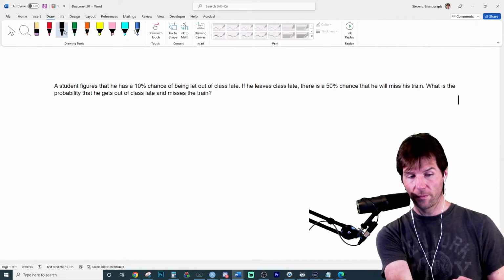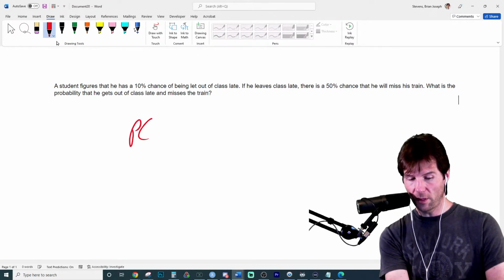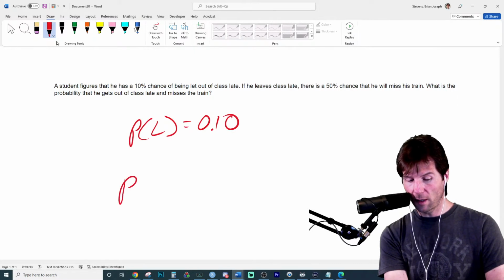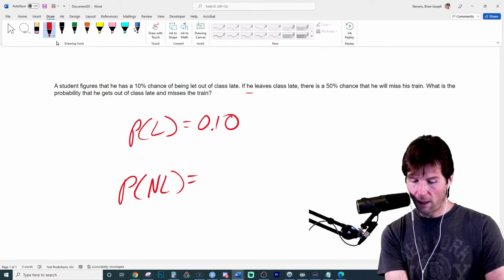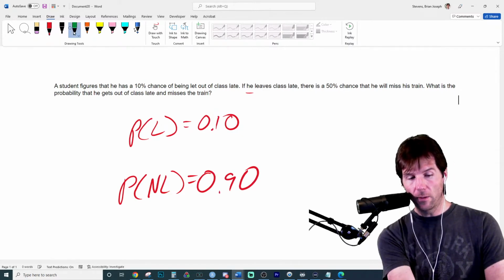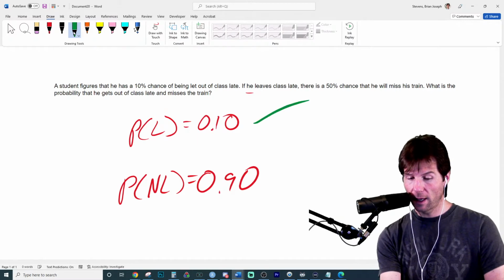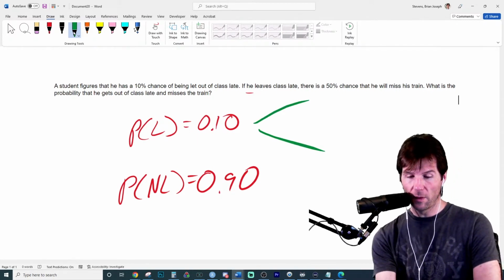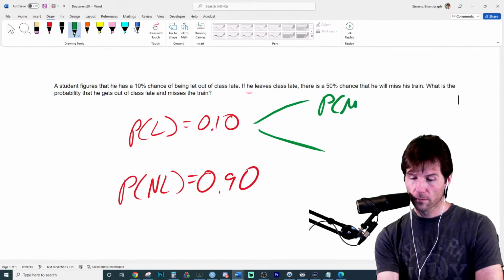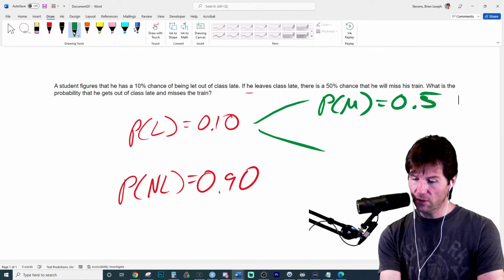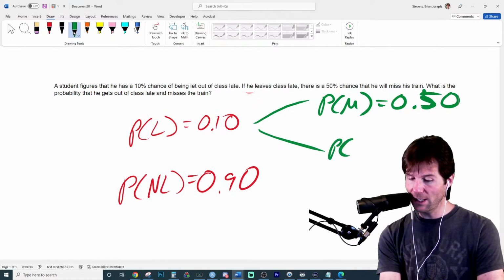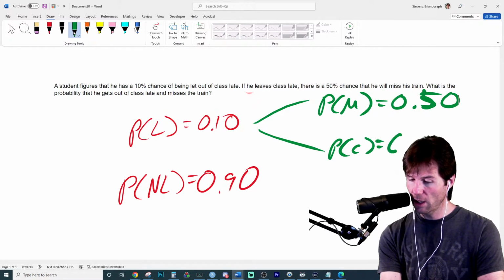If we write this down, then probability of late is equal to 10%. Probability of not late is the complement of it, because he's either late or not late. It is a he today. Right here, 90%. Now, if they are late out of class, they have a 50% probability of missing the train. And that's only if they are late out of class. That would happen 50% of the time. Now, that means they will catch the train, so the C there stands for catch, 50% of the time.